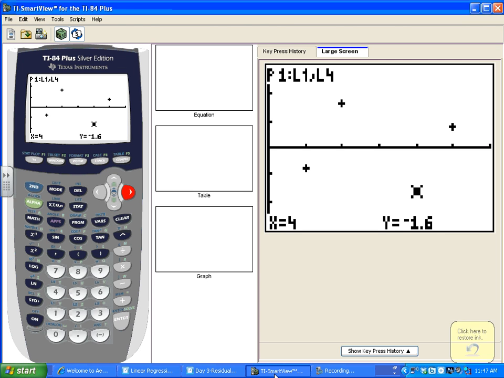Things you're looking for in your residual plot, and I'll talk about this in a little bit. You look for patterns. Okay? A good residual plot has just as much above as it does below, and it doesn't look like anything specific. Here are the patterns you're looking for in a residual plot.